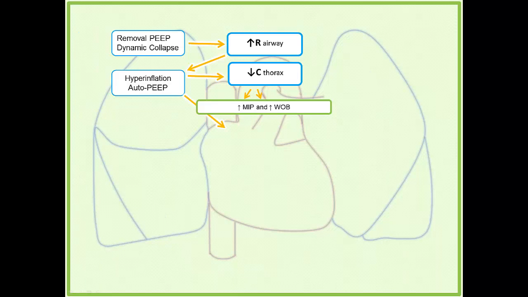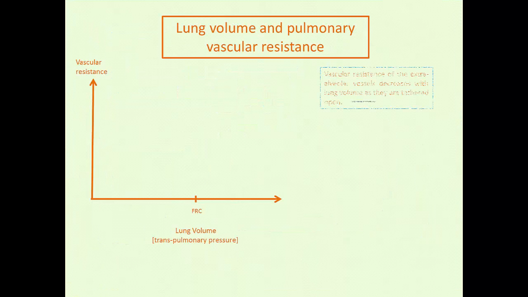The hyperinflation and auto-PEEP in and of itself establishes an increased load against which the right ventricle must eject. In addition to that, the low intrathoracic pressures also load the right ventricle for somewhat complicated and somewhat controversial mechanisms. Simply lowering intrathoracic pressure in and of itself also tends, we think, to stress the right ventricle as it does for the left ventricle.